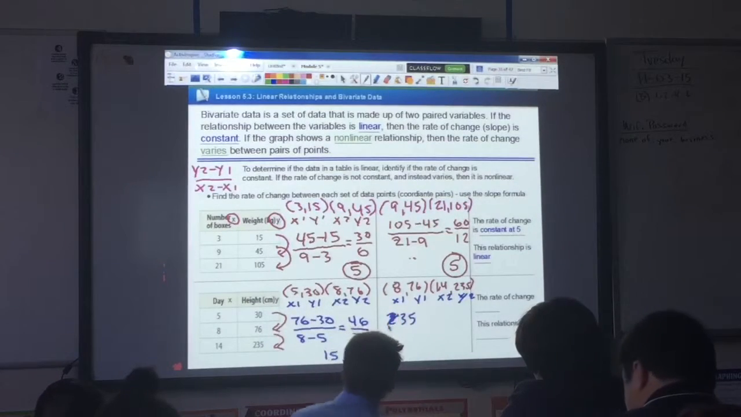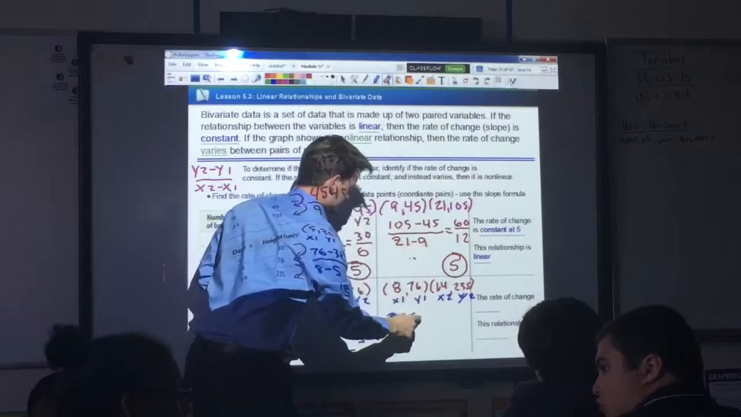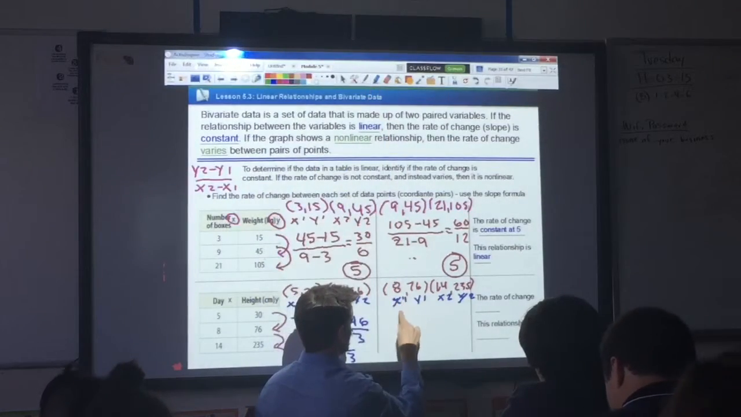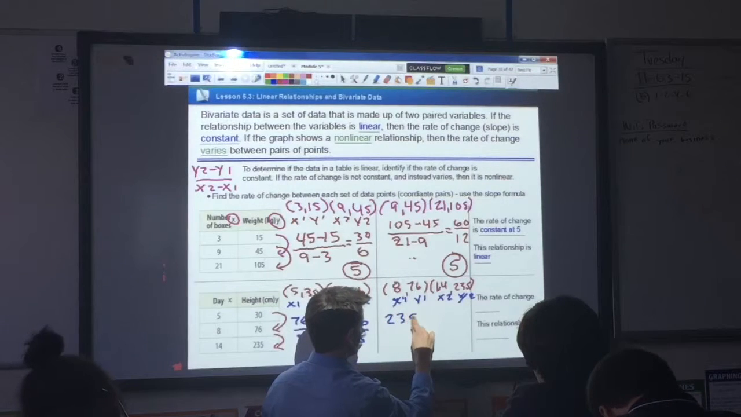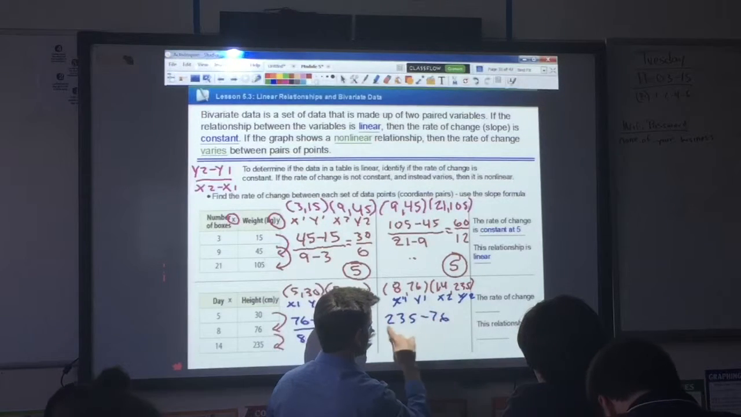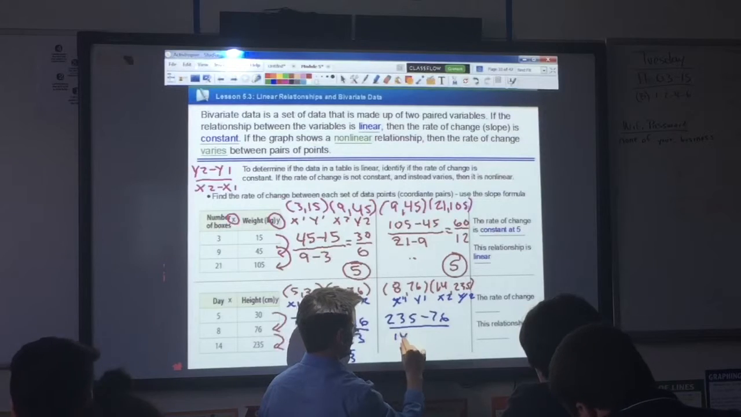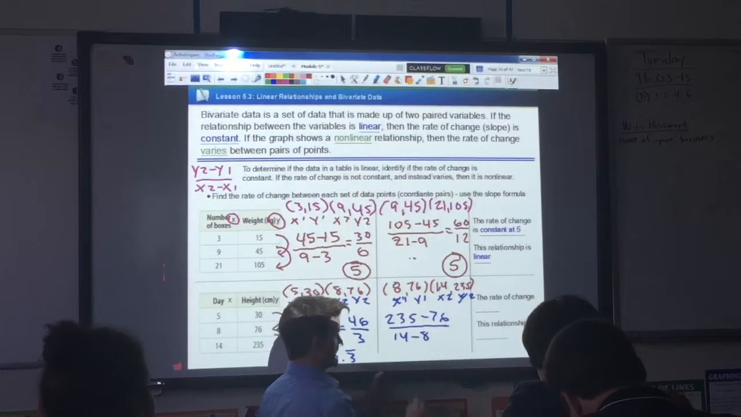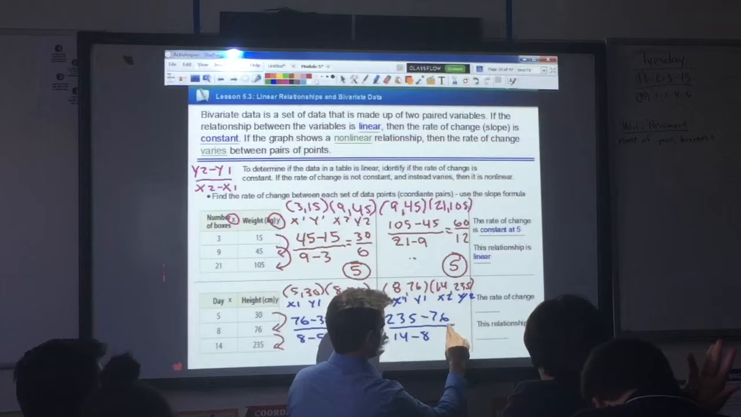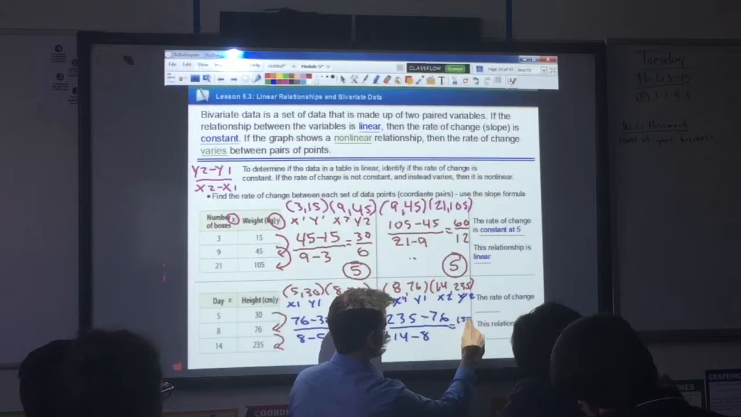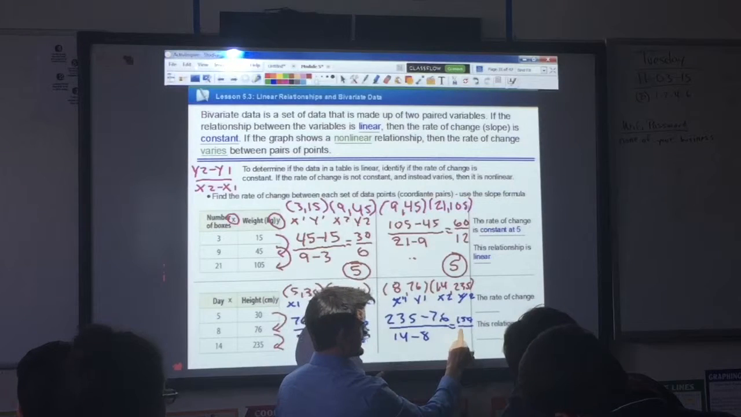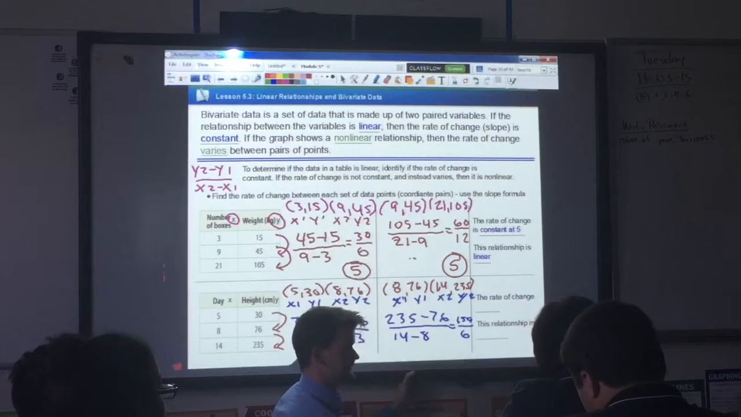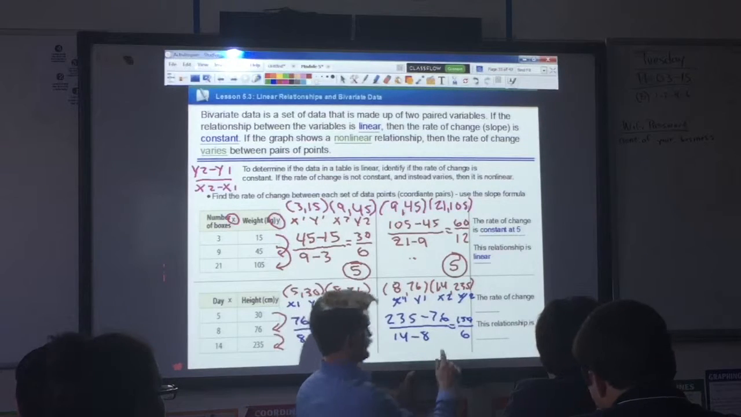Oh, let me fix that. Still getting used to the touch screen. So that's x1, and then we're going to have 235 minus 76 over 14 minus 8. You know what 235 minus 76 is? 159. So we'll end up with 159 over 6. You know what that simplifies down to? 26.5.